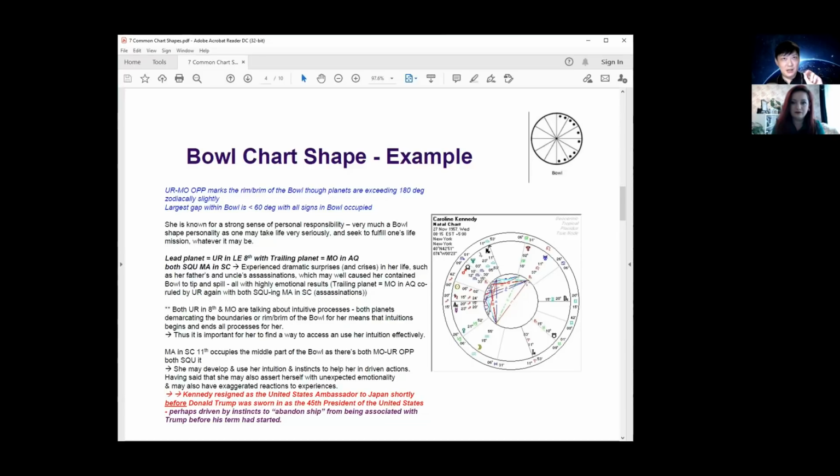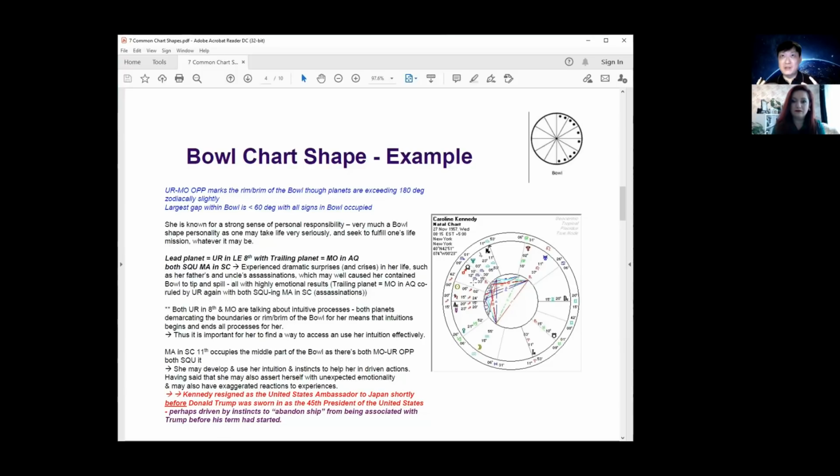There are certain aspect patterns that are very much indicative or found commonly within the bowl chart shape. A T-square is very common, in which there's an opposition, and ideally there'll be a planet that squares both planets that define the brim of the bowl. And for her, it's actually Mars. And Mars in the sign of Scorpio is very intuitive. So the way that she will use her bowl shape is also to develop and use her intuition and instincts in terms of emotionally driven lessons or actions.